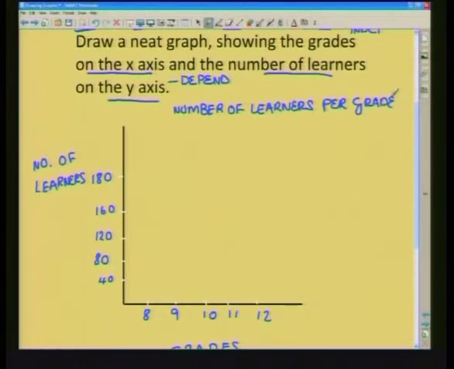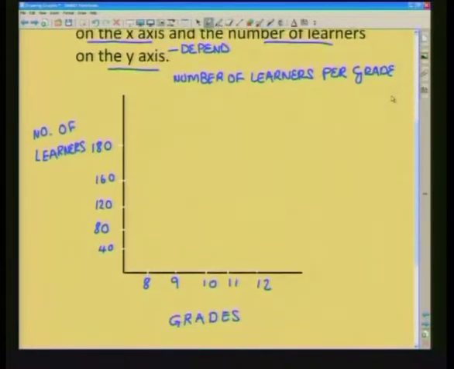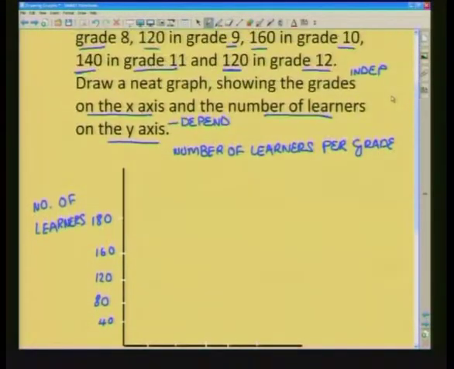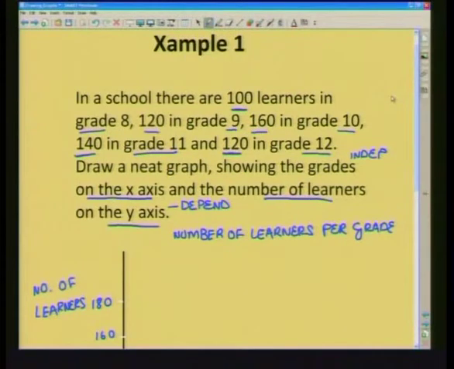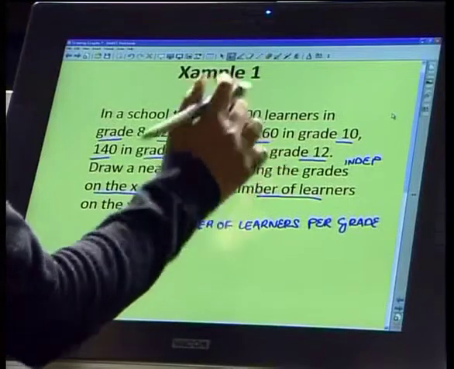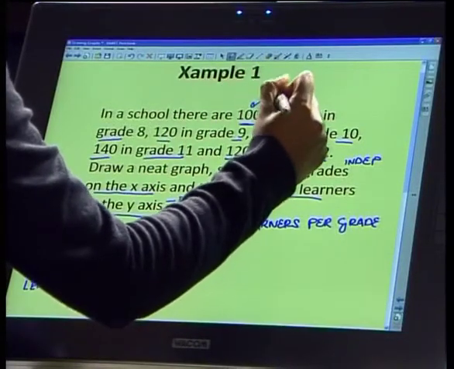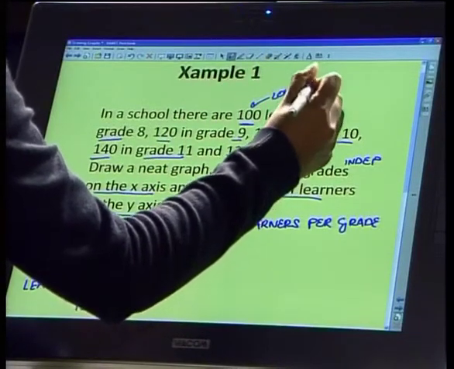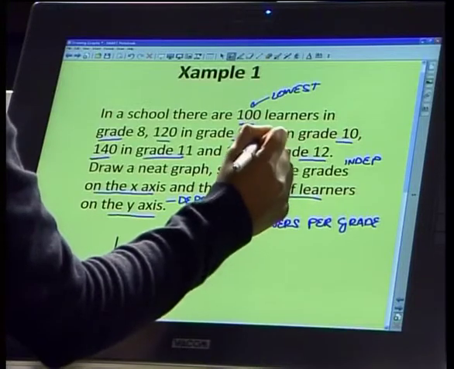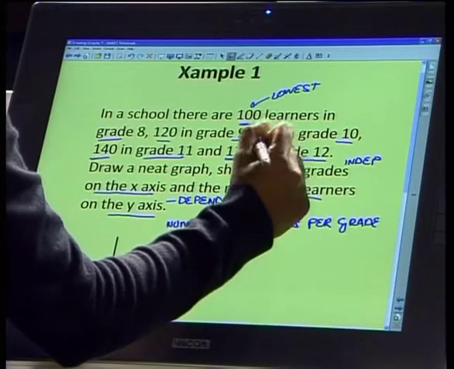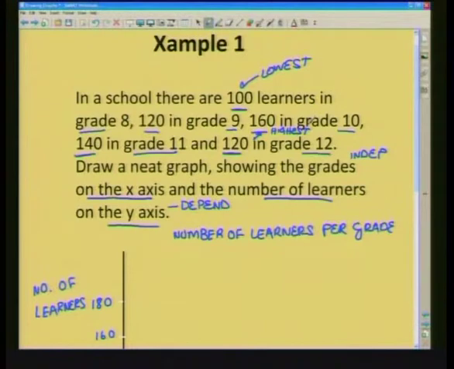Okay, so now we have our labels, we have our axes drawn. The important thing here now is to work out our scale. I've already worked out the scale, but how you would do it is you look at the question, you identify your lowest value, which in this case is 100, and you identify your highest value, which in this case is 160. And you then decide, well, to go between 100 and 160, what type of scale would I need to use?